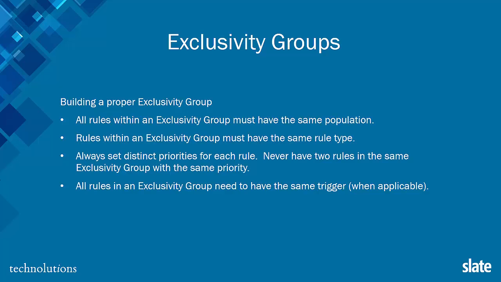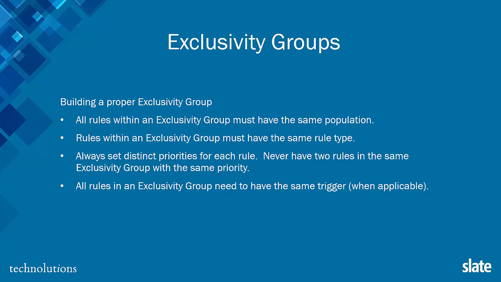When it comes to building exclusivity groups, the actual construction is important to maximize the efficiency of your rules. There's a couple of things you want to do. All the rules within your exclusivity group should use the same population. When we're talking about population, we're talking about applicants versus prospects, or the database versus the organizations database, etc. We don't want to mix and match your populations.